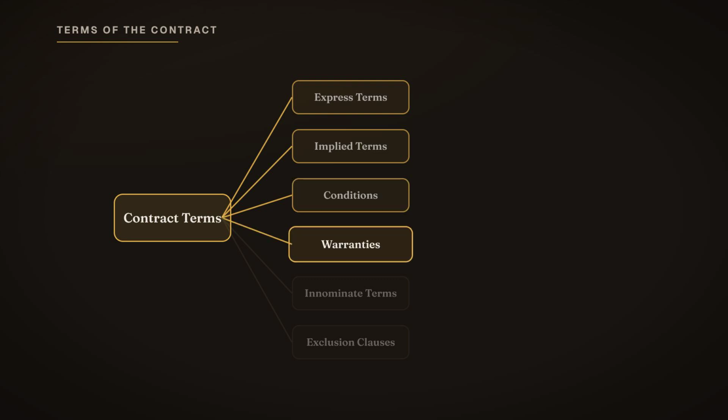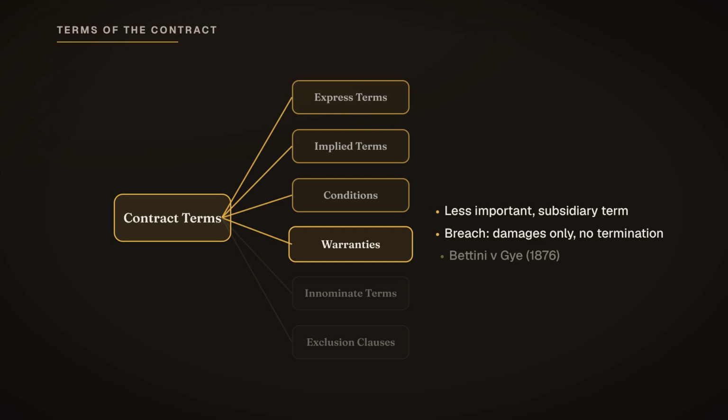A warranty is a term of lesser importance, one that is not central to the main purpose of the contract. Breach of a warranty entitles the innocent party to damages, but not to terminate the contract. The contrast with conditions is sharply illustrated by Bettini v Gye, 1876, decided in the same era as Poussard. There, a singer failed to attend several rehearsals before a season of performances, but did appear to perform the actual engagements.